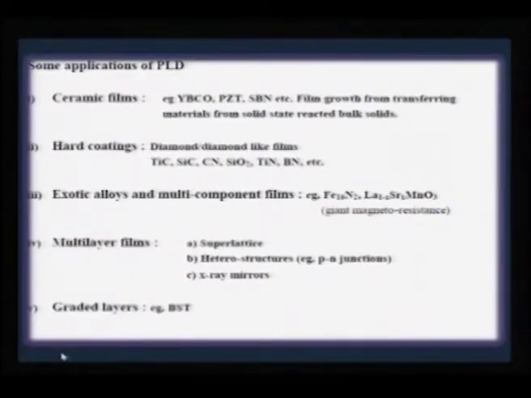Some applications: we can make ceramic films. When I say ceramic films, it's not about clay and pottery. We mean the superconductor as a ceramic. We can make piezoelectric as a ceramic, nitrides as ceramic. So several electronic materials termed as ceramics can be made. Hard coatings like diamond-like films, carbides, nitrides can be made.